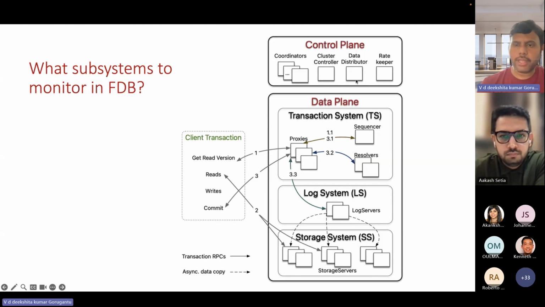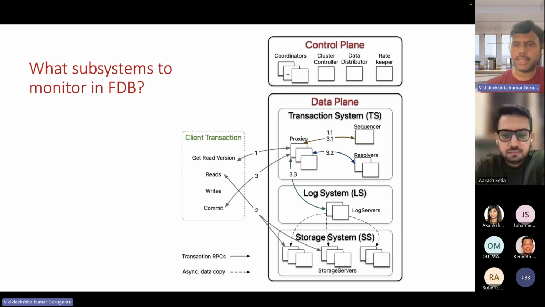Here the configuration system is helpful when we are connecting to the FoundationDB cluster. When we are performing FoundationDB reads and writes, the transaction system and log system play a crucial role. In FoundationDB, the actual data is stored in the storage system. Even in the architecture diagram, we can clearly notice multiple FoundationDB roles in each subsystem. The control plane has coordinators, cluster controller, and data distributor. The transaction system has proxies, the log system has log servers, and the storage system has storage servers.